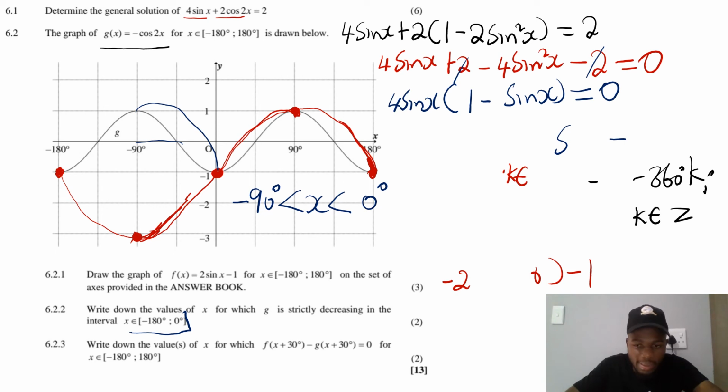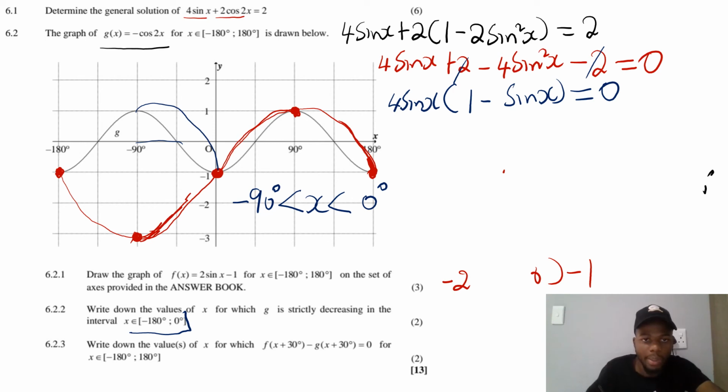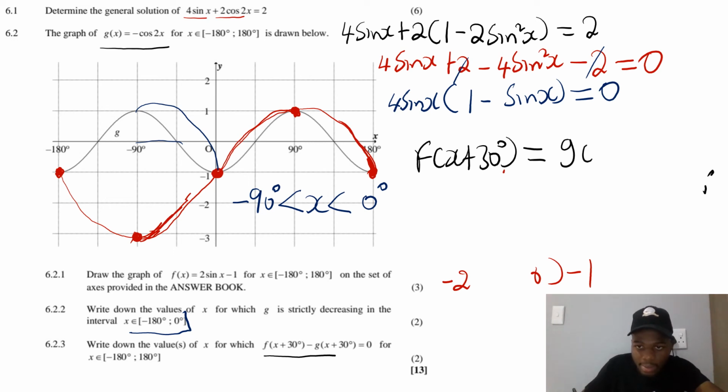So we need to write these things in this fashion. Let me show you how I'm going to write these things. This one, we can take negative g of x plus 30 to the other side. So it means we'll be having f of x plus 30 degrees is equal to g of x plus 30 degrees. Okay, that's what we've been asked in other words. So we need to find where these two functions are intersecting.